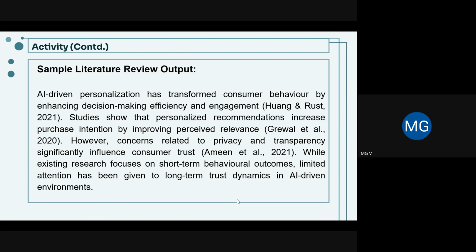So the outcomes achieved are structured academic writing, integrated citations, and clear research gap. Now we have the ability to write structured literature reviews using AI, the skill to integrate multiple sources into a coherent narrative, and a publication-ready literature review section.